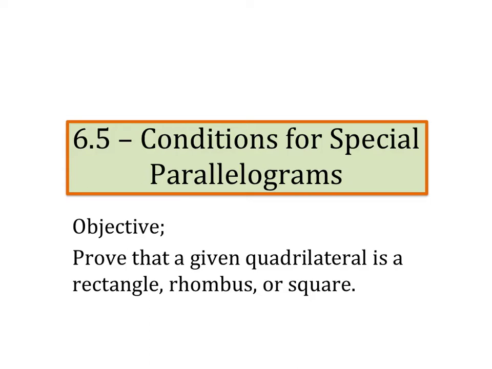Welcome to Conditions for Special Parallelograms. Today's objective is to prove that a given quadrilateral is a rectangle, a rhombus, or a square.